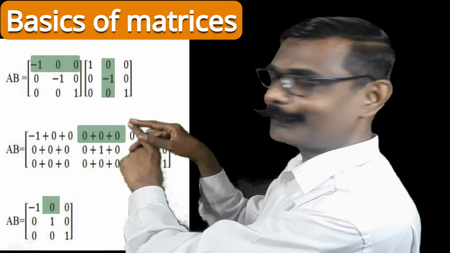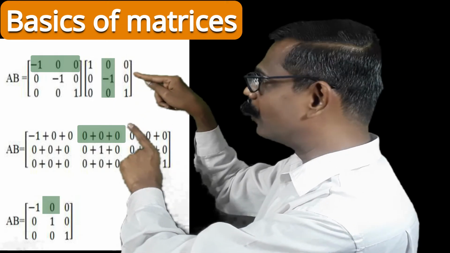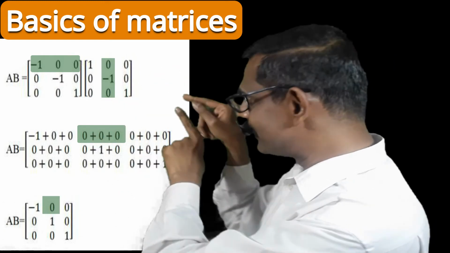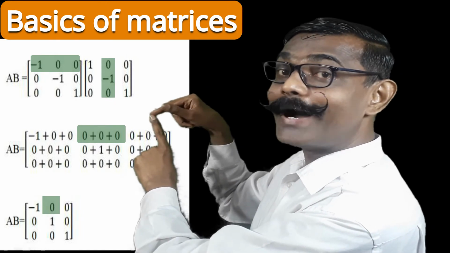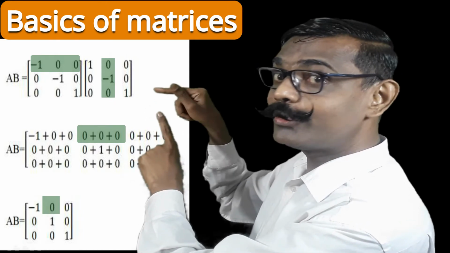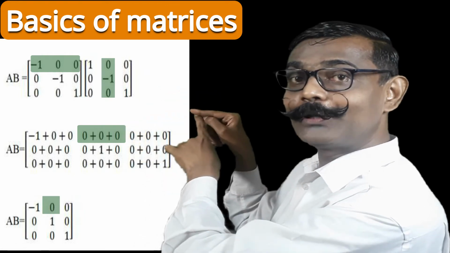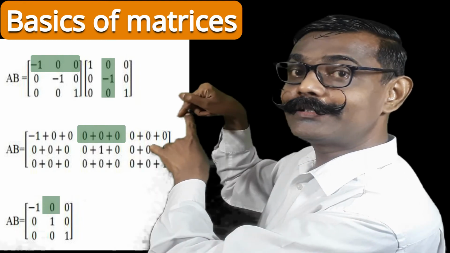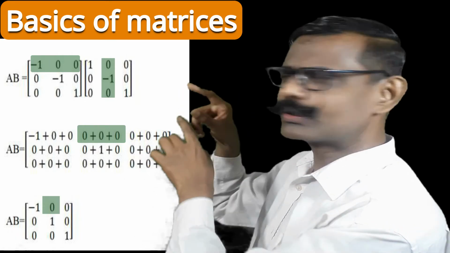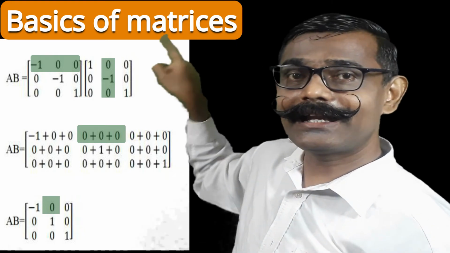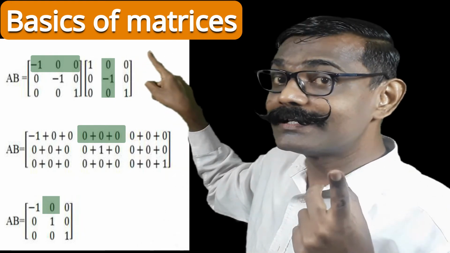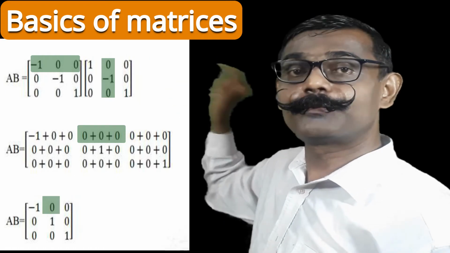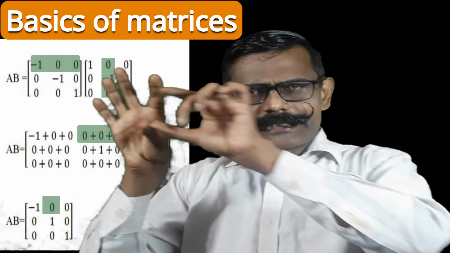So first element of the row, that is -1, first element of the column, 0. -1 times 0 is 0. Second element of the row, 0, second element of the column, that is -1. So 0 times -1 is 0. Third element of the row, 0, third element of the column, which column? Second column I am talking about, is 0. So 0 times 0 is 0. So how can I represent the second element of the first row of the resultant matrix? 0 plus 0 plus 0. Are you following?